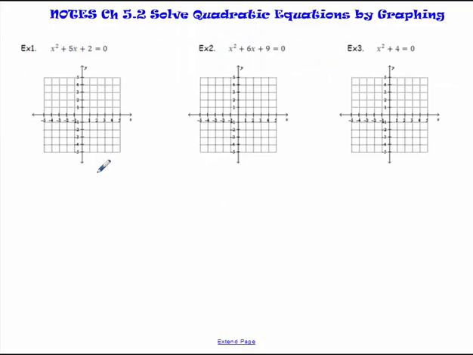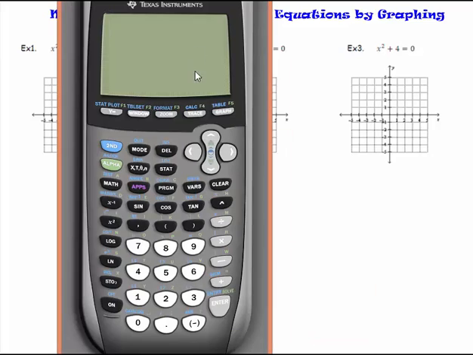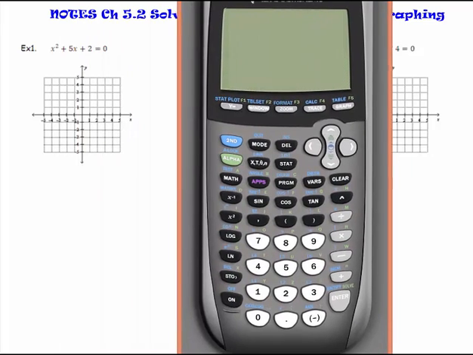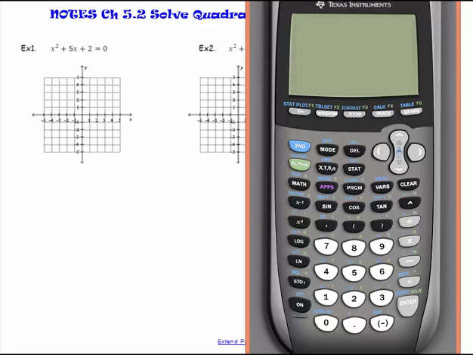So we've got some examples here that we're just going to walk through together. Example 1, x squared plus 5x plus 2 equals 0. So you press the y equals button. The variable button right here, x comma t comma other stuff, that's where our x is that we want to use to do x squared plus 5x plus 2.